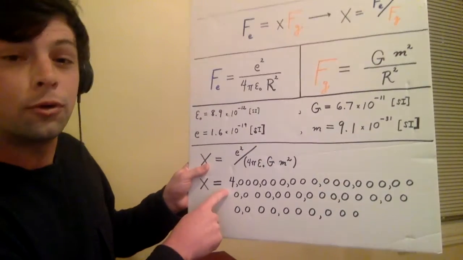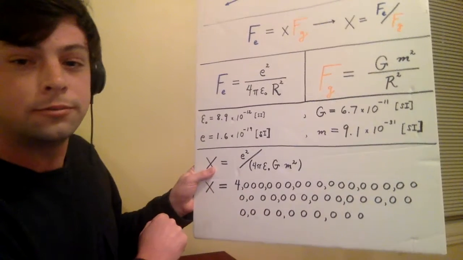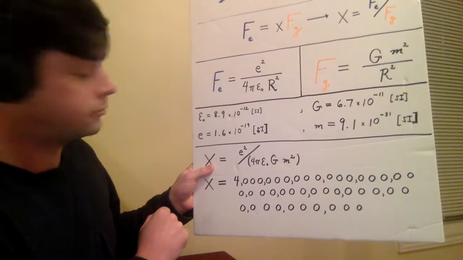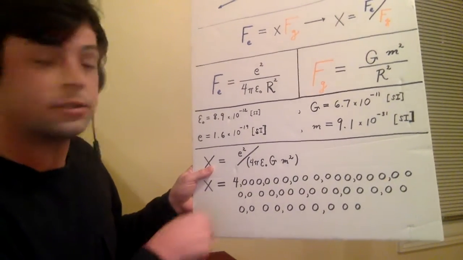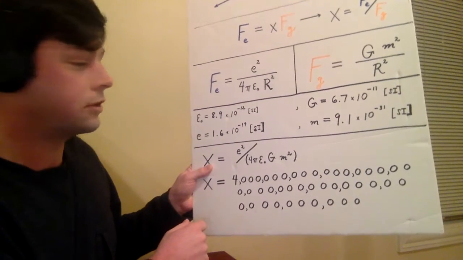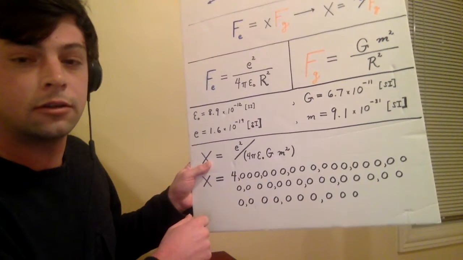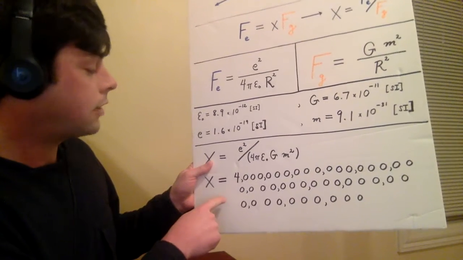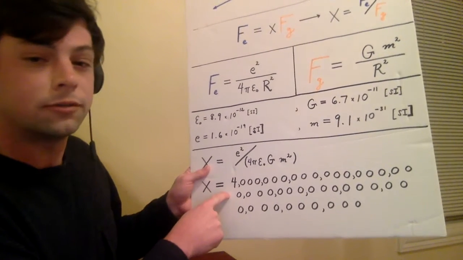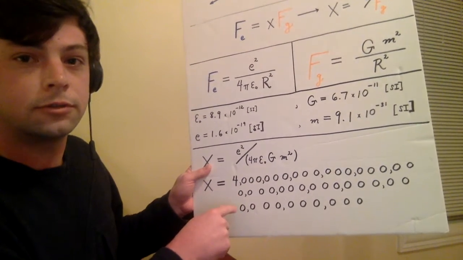So this is a 4 with 42 zeros. That's a very big number, I don't even know how you would say it. In scientific notation, it's 4 times 10 to the 42. So now you know how many times bigger the electric force is than the gravitational force.